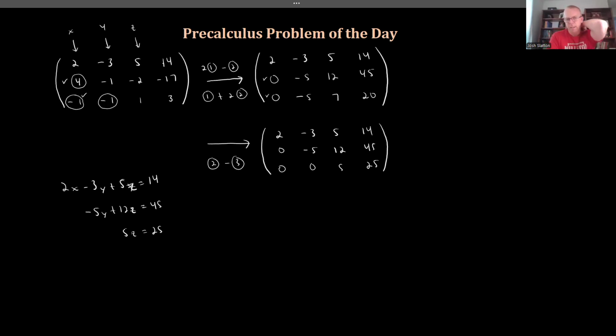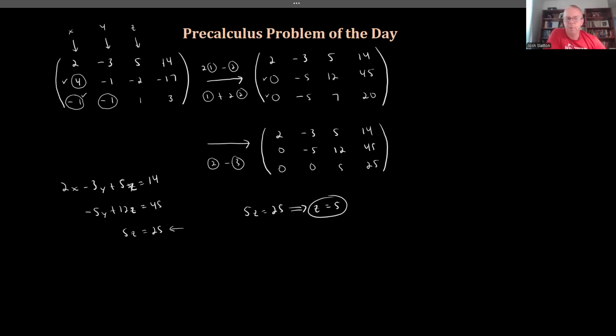And so hopefully you can see what we need to do here. We're going to start with this equation, solve for z. Find that z, plug it in, solve that for y. So we have y and z, plug the y and the z in here, and then we can solve for x. So 5z equals 25. Obviously, z is going to be 5.